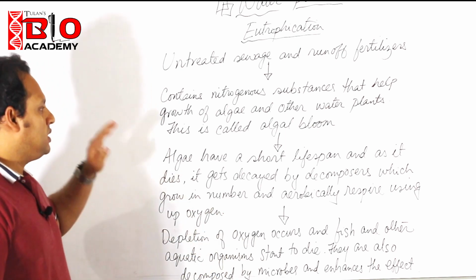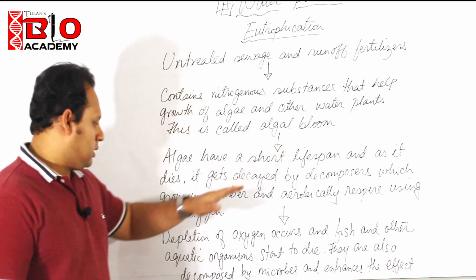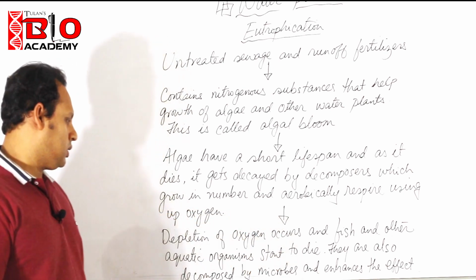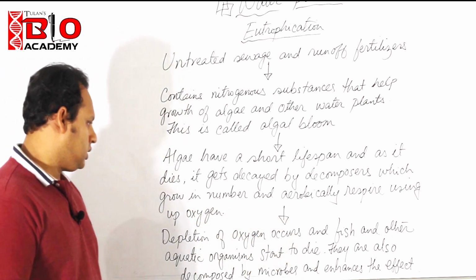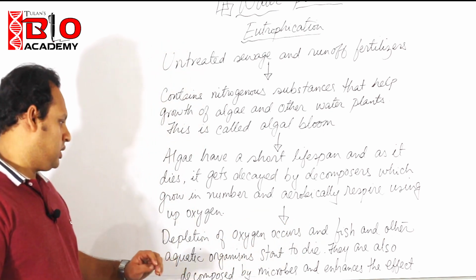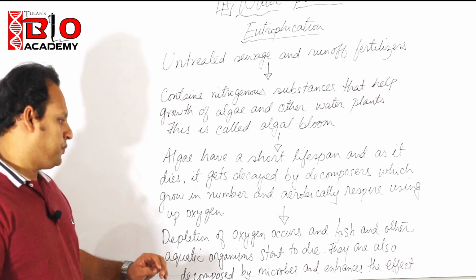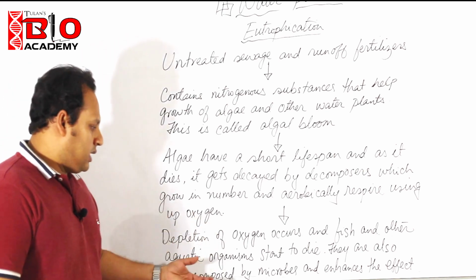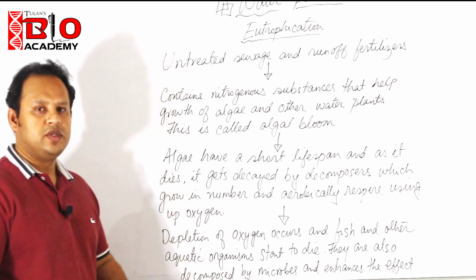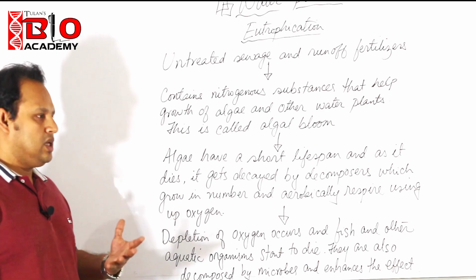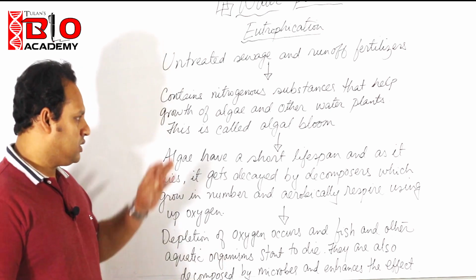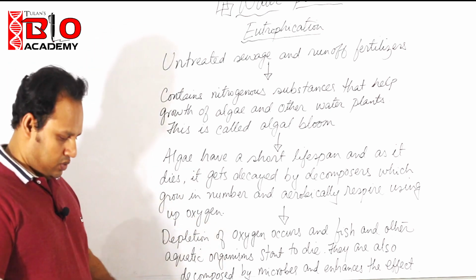So when you write answers, please mention about algal bloom, mention about the depletion of oxygen that leads to the death of other fish and aquatic marine life or aquatic organisms. And when they die, their bodies are also decomposed. So again, more decomposers, more oxygen used, and it becomes a very messy, stinky, very unsightly area over there. And this is called eutrophication process.